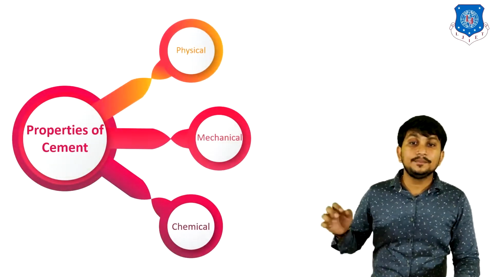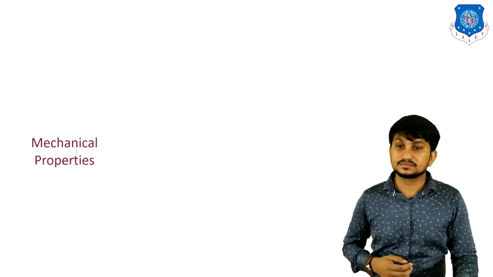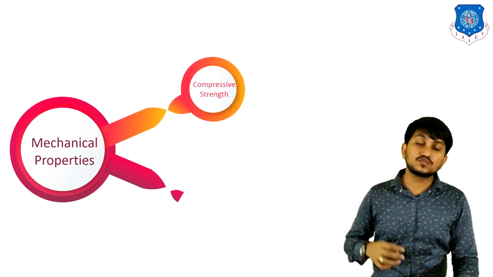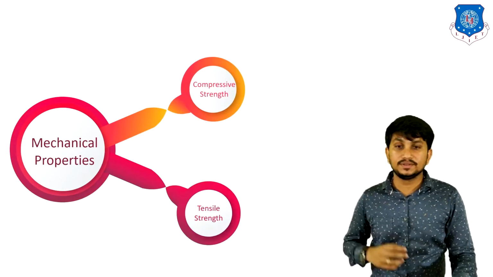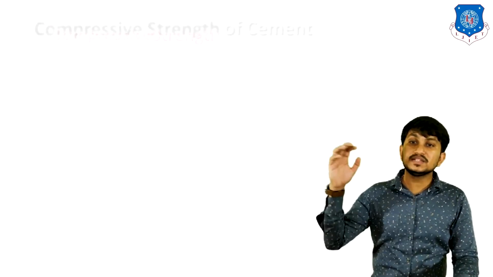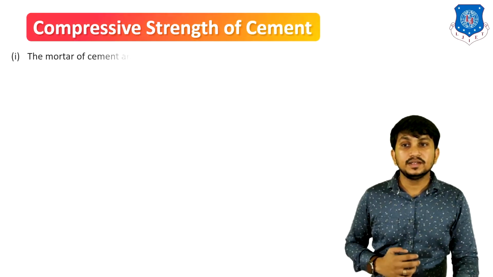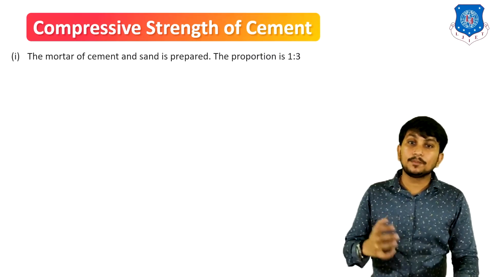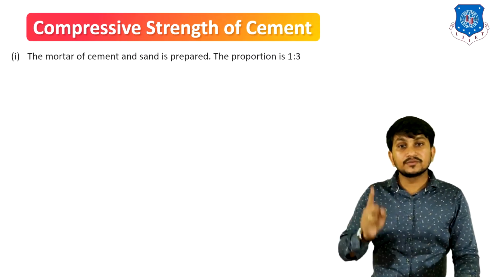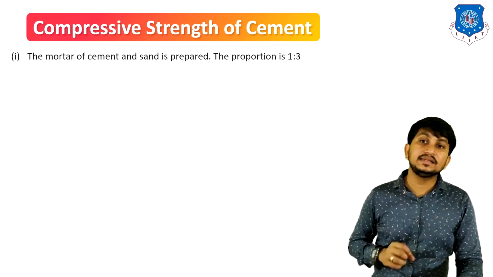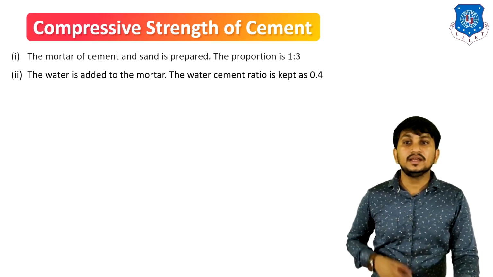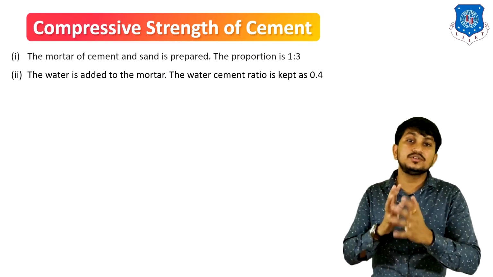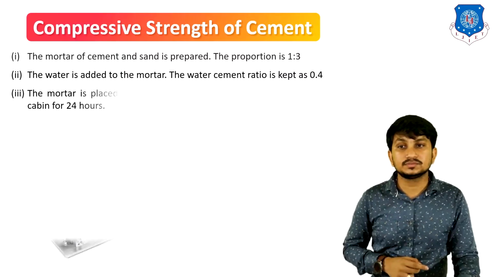Now let's discuss mechanical properties of cement. There are 2 mechanical properties. First is compressive strength and second is tensile strength. First we will discuss compressive strength of cement. The mortar of cement and sand is first prepared, having proportion 1 to 3. Here 1 is the cement part and 3 is the sand part. Then water is added to the mortar. The water cement ratio should be kept as 0.4.